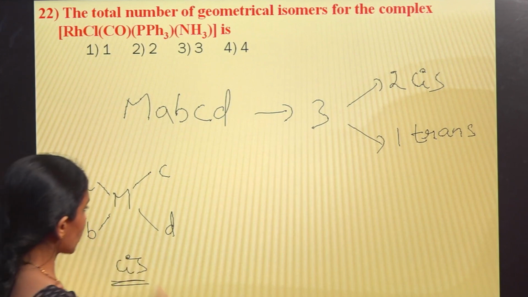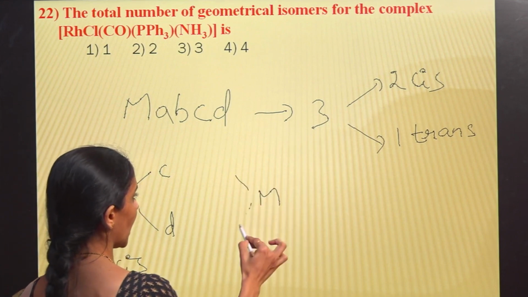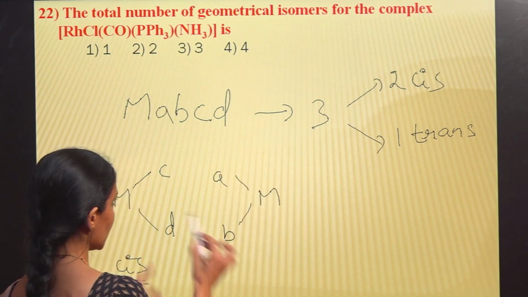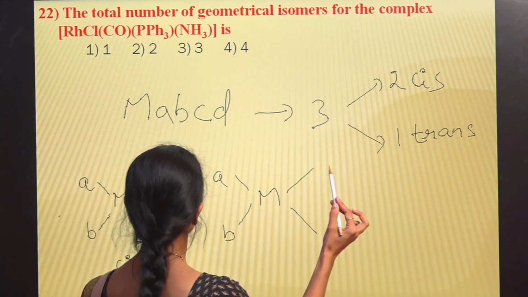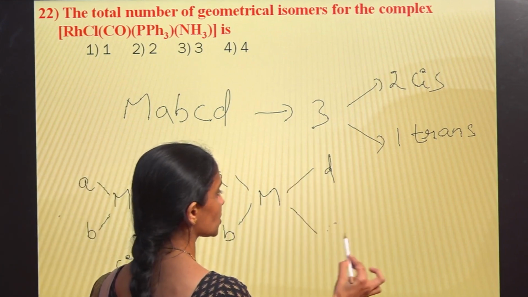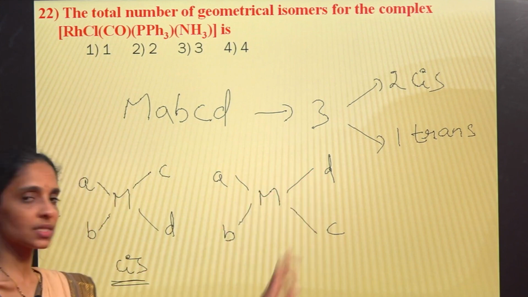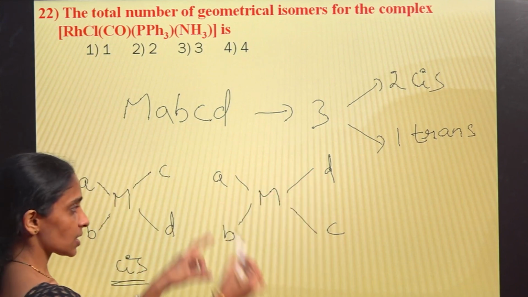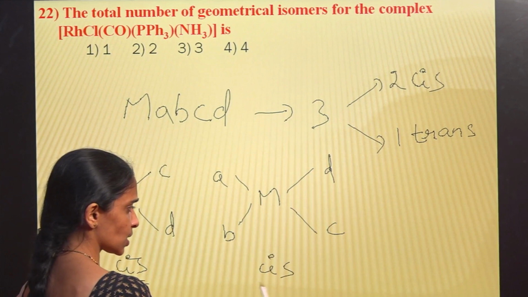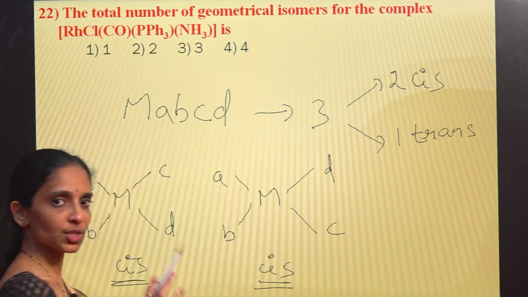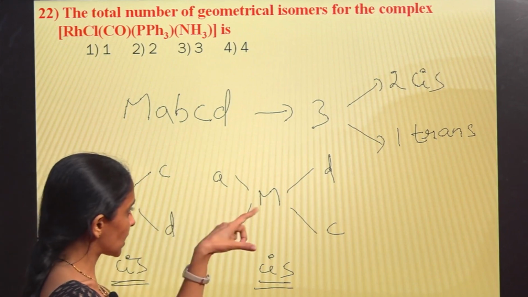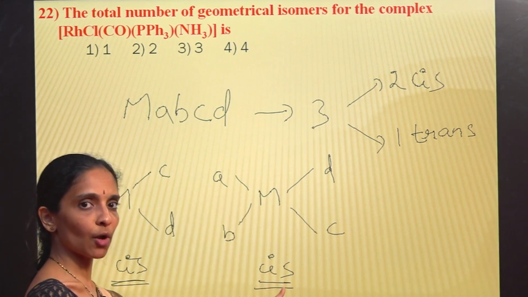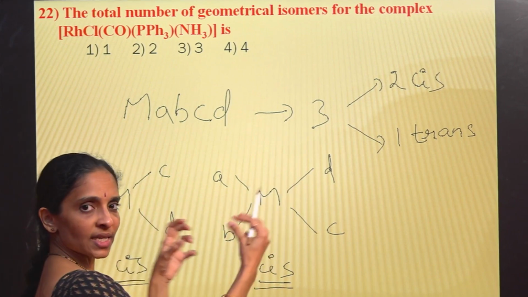Now I'll keep A and B on this side only, and I'll exchange C and D positions. D comes here and C goes here. This is also a cis form. A and B have not changed. Similar ligands are on one side only. So this is also a cis form. These two are not exactly the same.